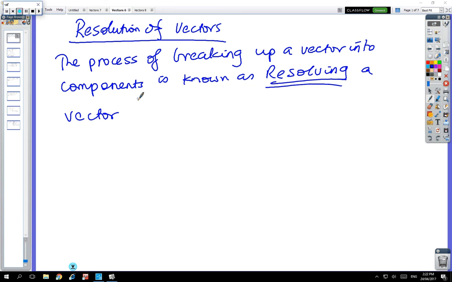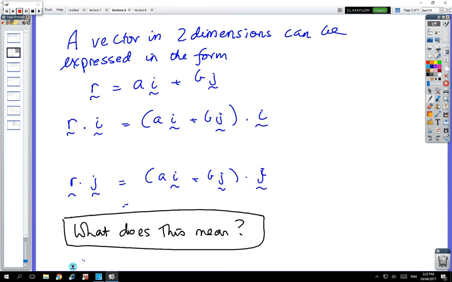So, start off with what we're calling resolution of vectors. We're going to break up a vector into components, into parts, and this is called resolving a vector. So resolution of a vector is breaking it up into parts. It's also called resolving. So copy that and come across when you're ready. Okay, so just some basic things.